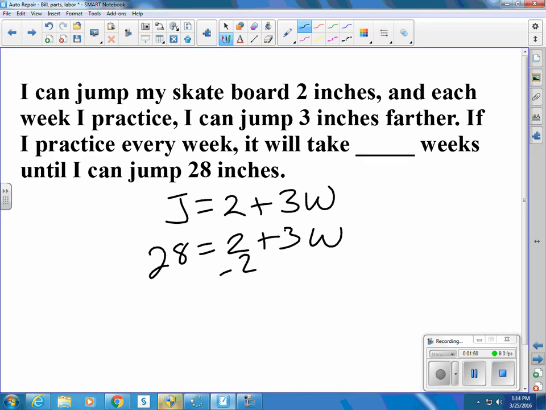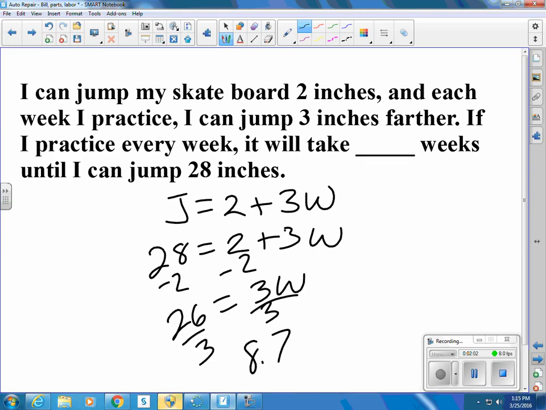So I need to solve that equation for W. So I'm going to subtract 2 from each side. Gives me 26 equals 3 times the number of weeks. If I divide each side by 3, that tells me 8.7 weeks. So that one is a solving. It's a linear equation as well, but it's solving this time instead of evaluating.